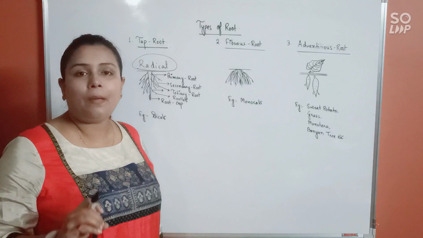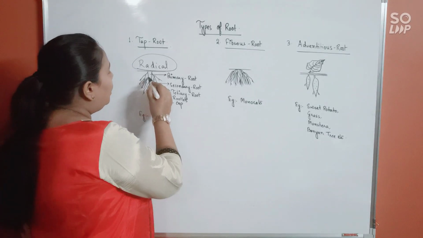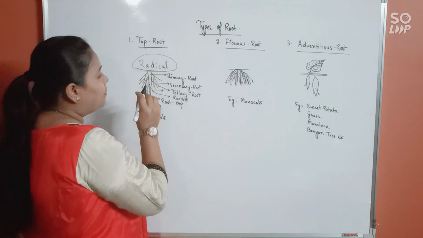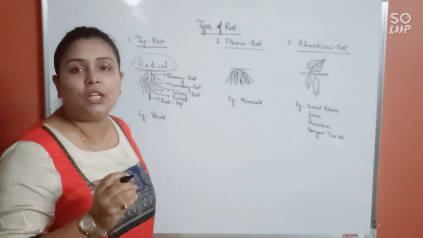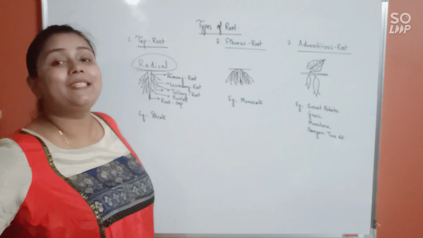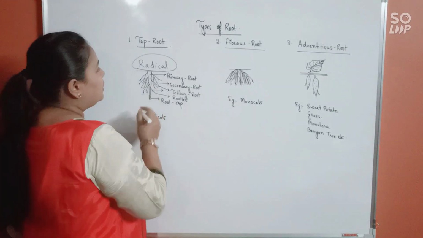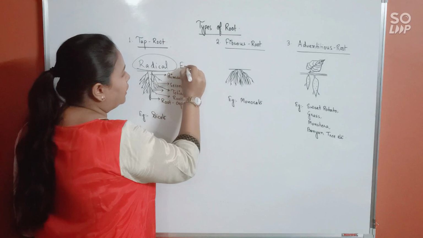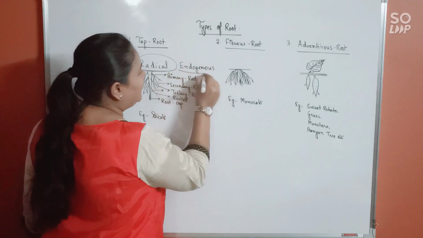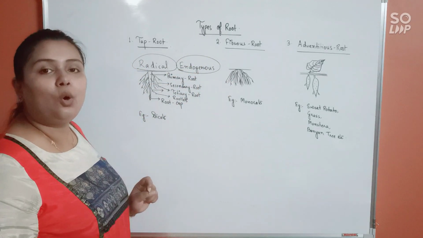Alright. Now do remember one thing again, that here in the taproot system, all these branches which are arising from the primary root will be endogenous in origin. That means they will be arising from within, from inside the pericycle portion. So these branches are endogenous. This is another important point, so that's why I am highlighting it. These branches are going to be endogenous in origin.